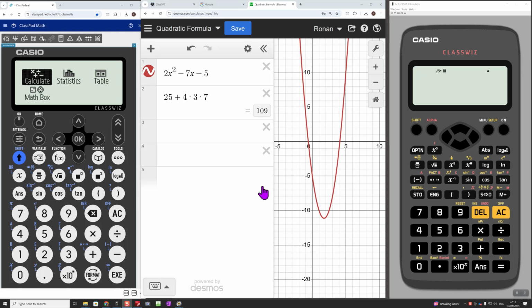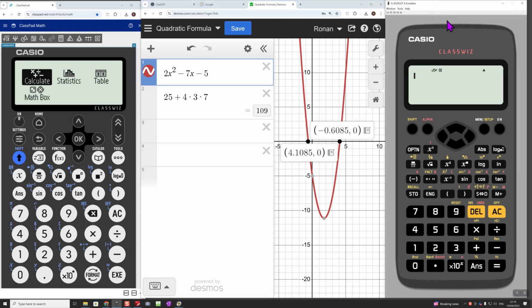Okay, students, welcome back. So we're going to look at using the quadratic formula to solve quadratic equations, such as this one here. We'll be getting roots in decimal form. They will look like negative 0.6085, and the positive root will be 4.1085. Okay, so let's start off here with the older of the two calculators.